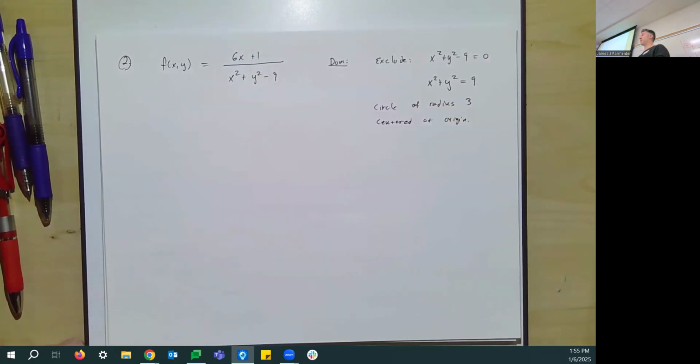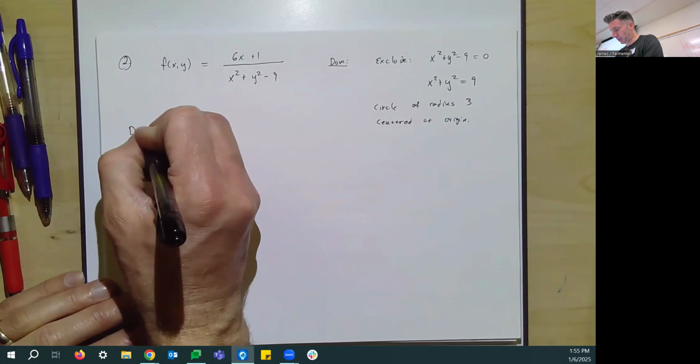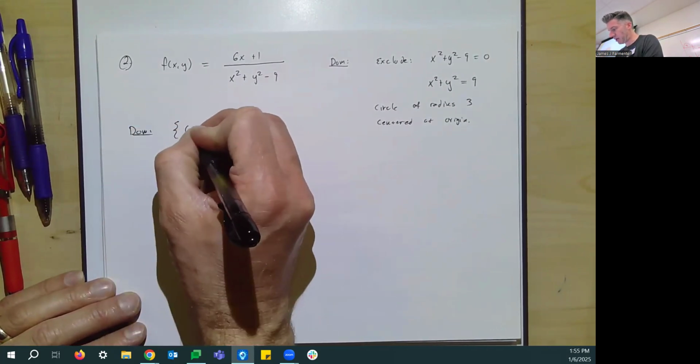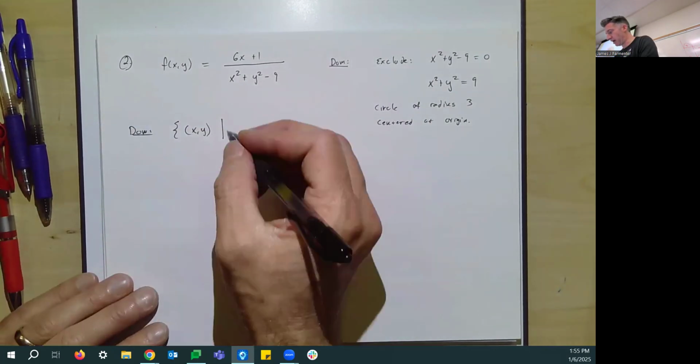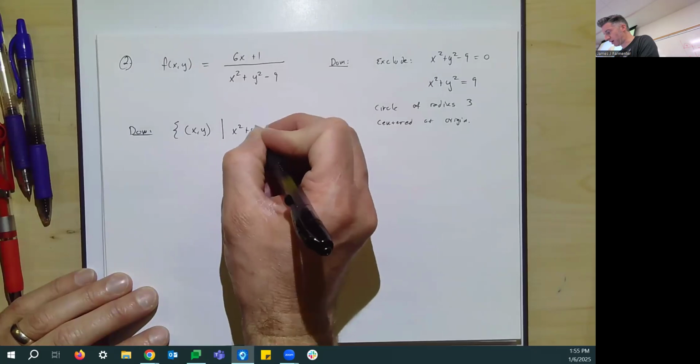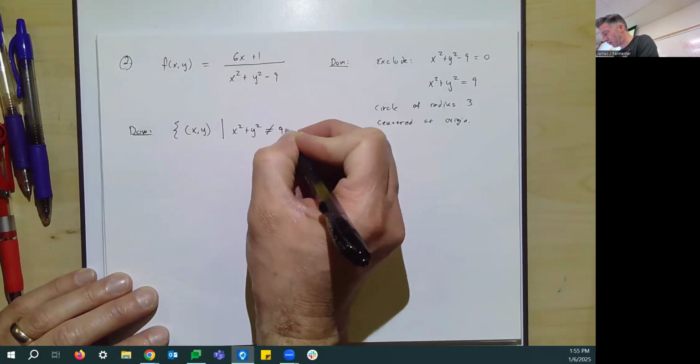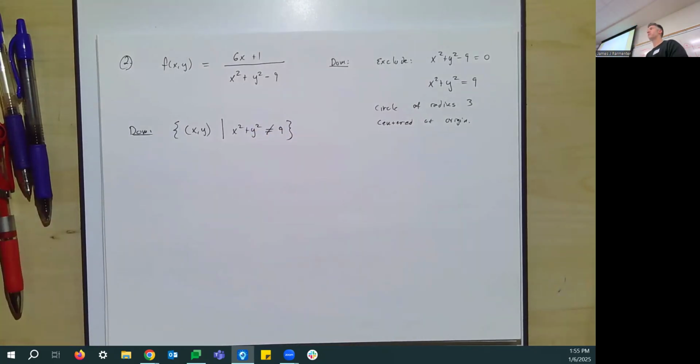So here's how we're going to write the domain. It's the set of every x and y pair that isn't on the circle, so that x squared plus y squared is not equal to 9. I would use a not equal to symbol there. Any other point's fine. It just can't be on the circle of radius 3.